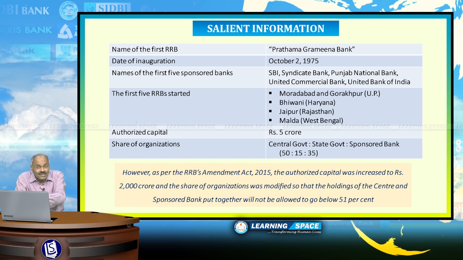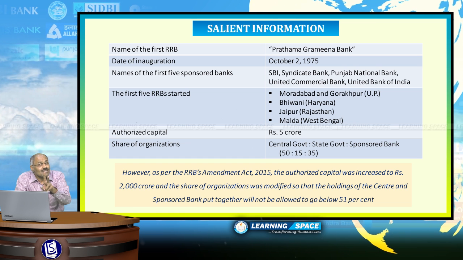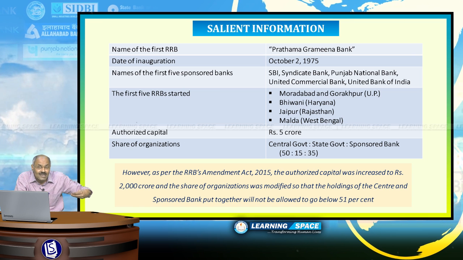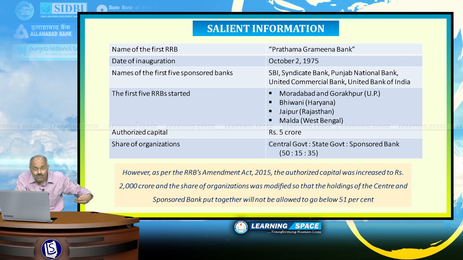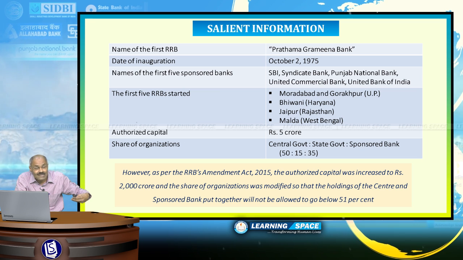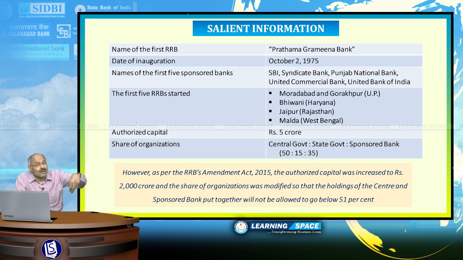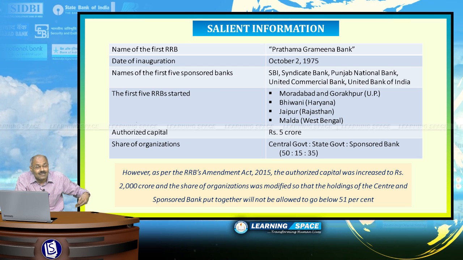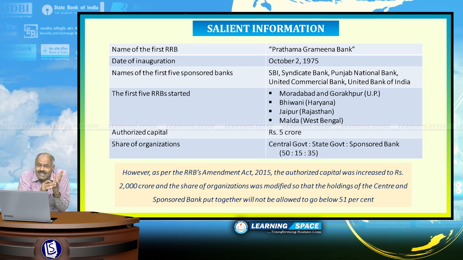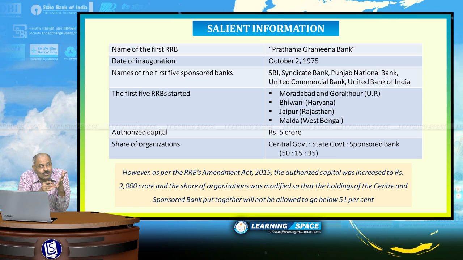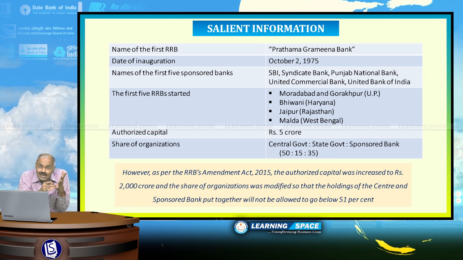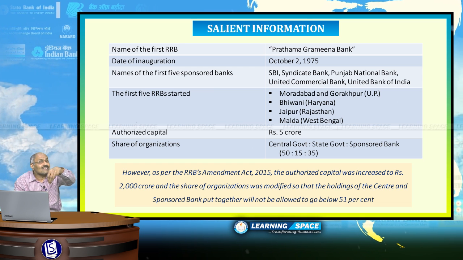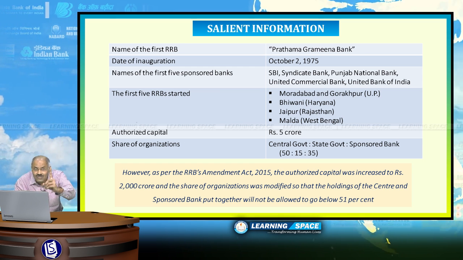But friends, please don't forget, 2 things primarily changed subject to the Regional Rural Banks Amendment Act of 2015. Recently, the central government brought the Regional Rural Banks Amendment Act of 2015. As per that, the authorized capital is raised to rupees 2000 crore. Originally, the authorized capital was rupees 5 crores. Now, the central government raised it to rupees 2000 crores. That is the first change.